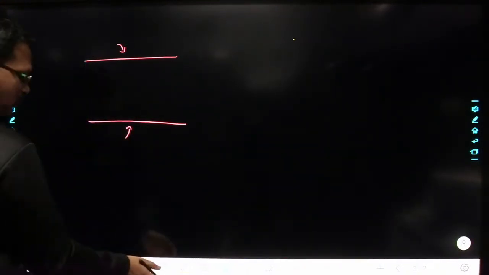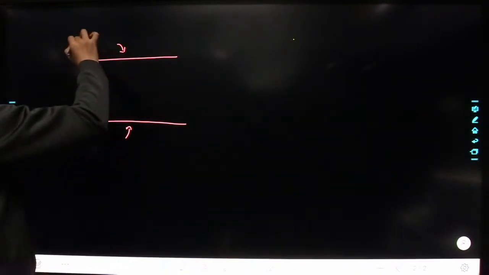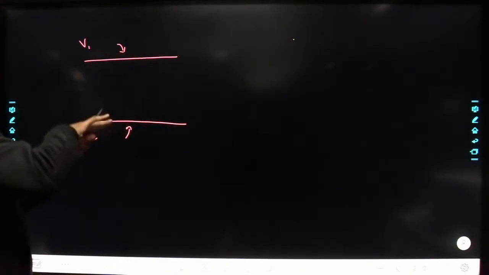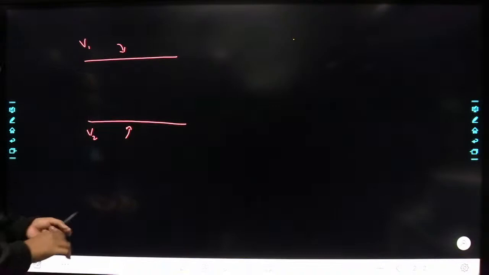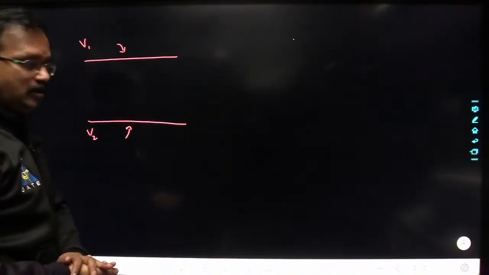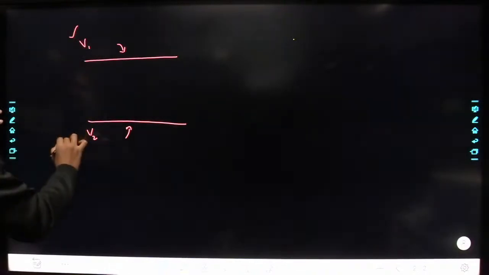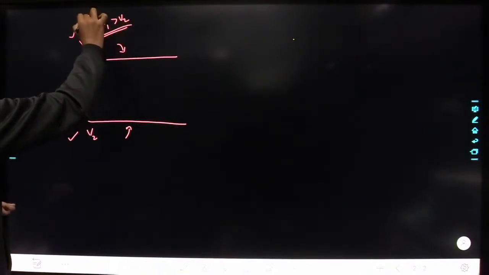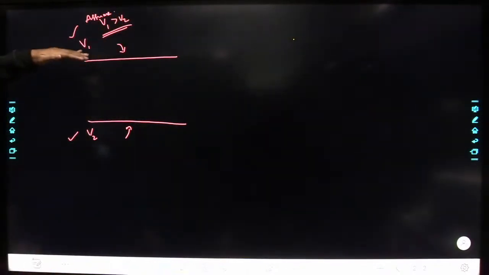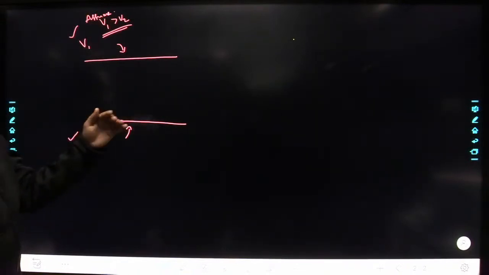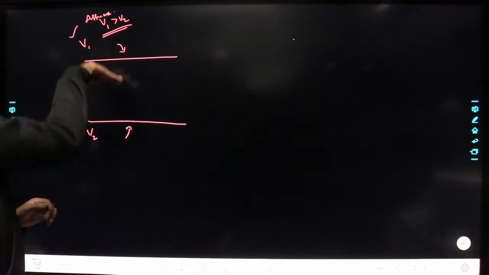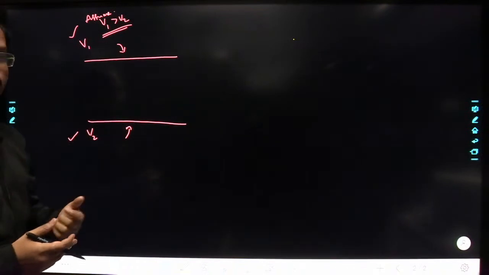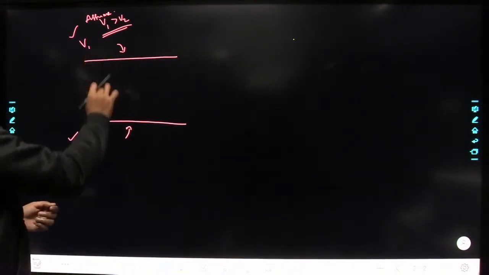Let us assume it is at some potential V1 and this one is at some potential V2. So there exists a potential difference between these two conductors of the transmission line. Let us assume V1 is greater than V2. That means this conductor is at some higher potential and this conductor is at some lower potential. What is the direction of the electric field here? The direction of the electric field will always be from higher potential to lower potential.